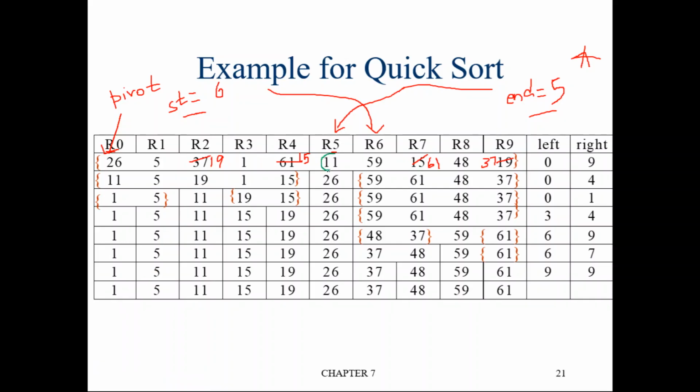The element at end location is what? 11. This should be swapped with the pivot element. What is the pivot element? 26. Are you getting it? So these two will be swapped now. So 11 will come here and 26 will come here. That is the reason in the next row you got 11, 5, 19, 1, 15, 26, 59, 61, 48, 37. Okay, this is one iteration.